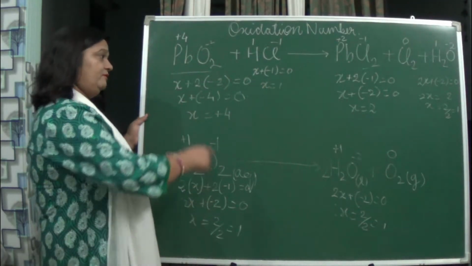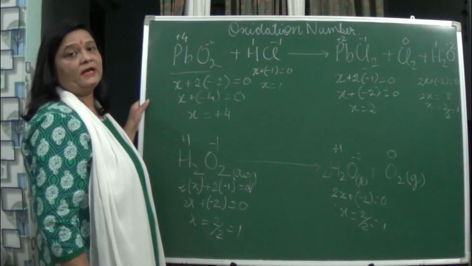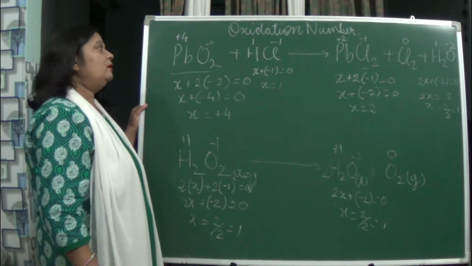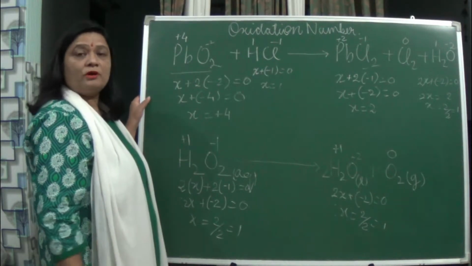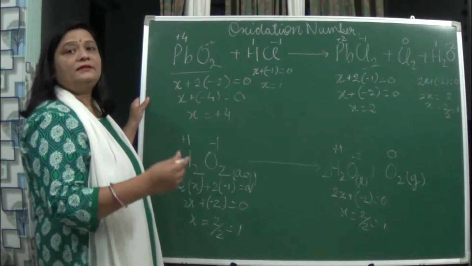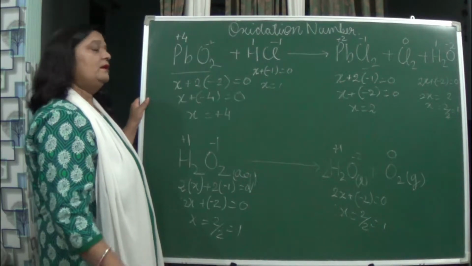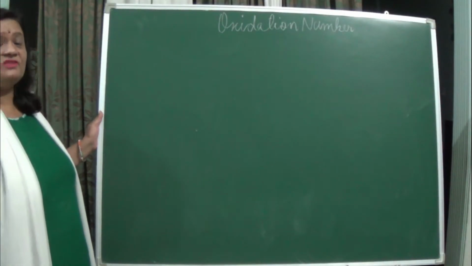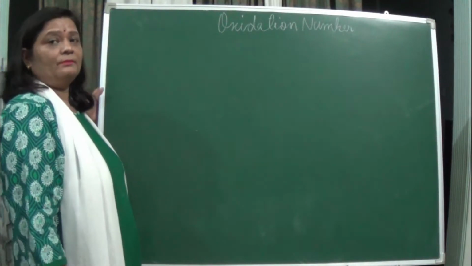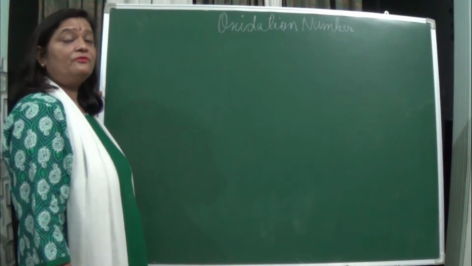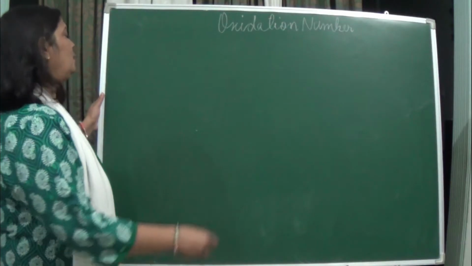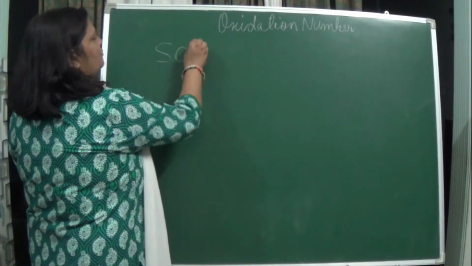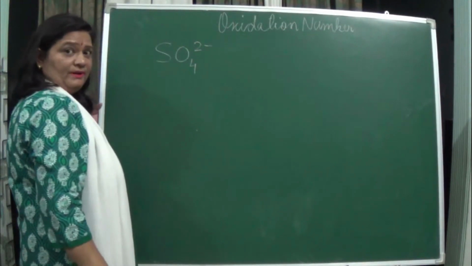Okay, and the method we will be following this with all the rules and the steps. Now we are going to take out some more oxidation numbers of different compounds or radicals. Let us take out the oxidation number of some elements which are in compound form having charges. So let us take sulfate ion, SO4 2 minus. How will we take this?